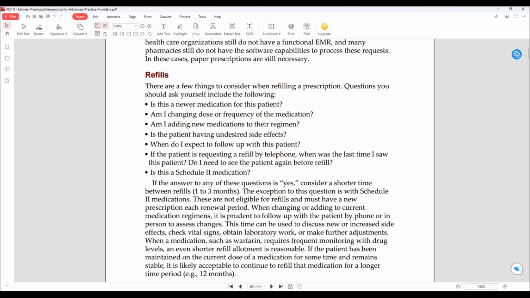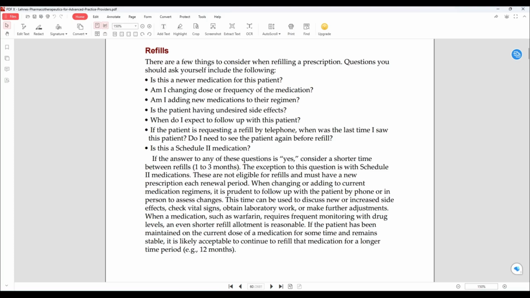If the patient is requesting a refill by phone, when was the last time I saw this patient? Do I need to see the patient again before this refill? Is this a Schedule II medication? If the answer to any of these questions is yes, consider a shorter time between refills, 1 to 3 months. The exception to this is with Schedule II medications. They are not eligible for refills and must have a new prescription each renewal period.